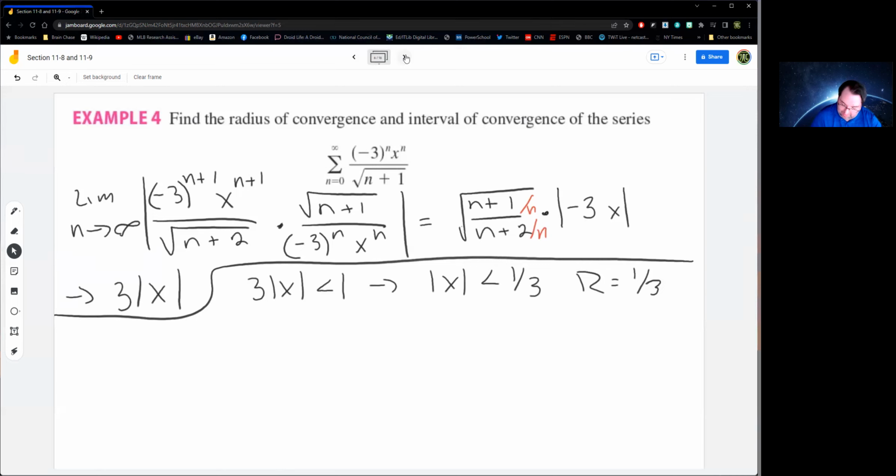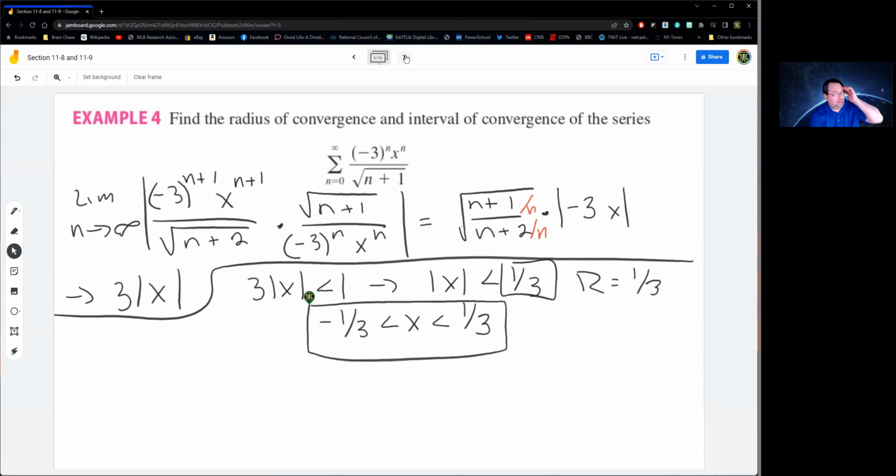Because it's basically whatever that value right there is. Now my range will be -1/3 is less than x is less than 1/3. So that is going to be my range, or my interval.